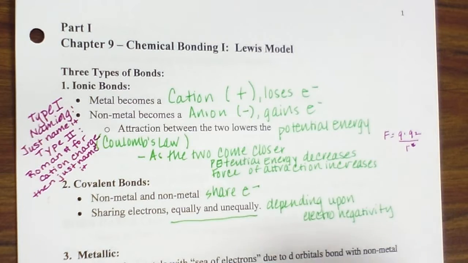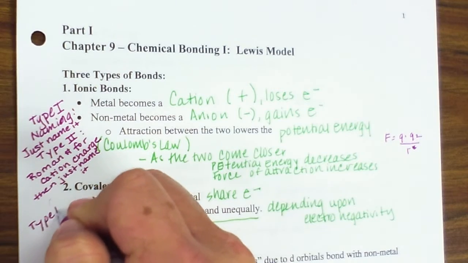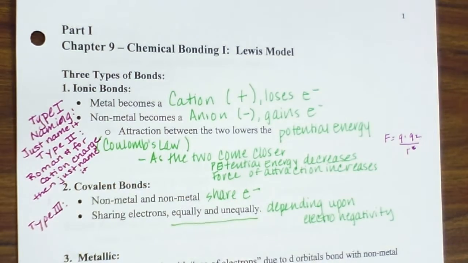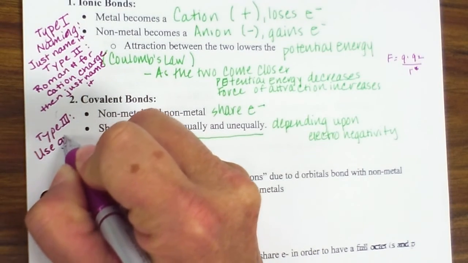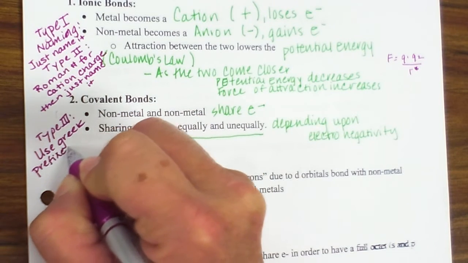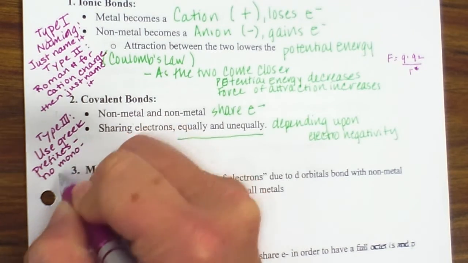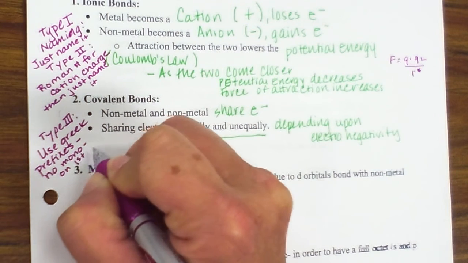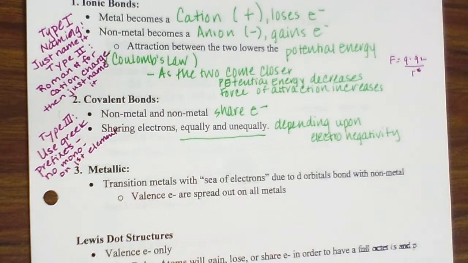Okay? All right, covalent bonds. These are type 3s. And for these, you're going to use Greek prefixes. And remember, no mono on the first element. Okay? That's it. So that's how you do it. So that's naming the ionic bonds, and that's naming the covalent bonds.